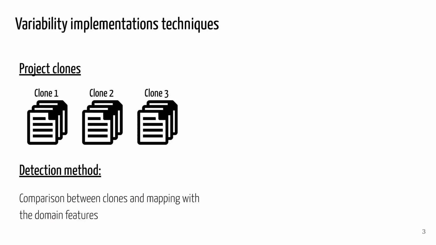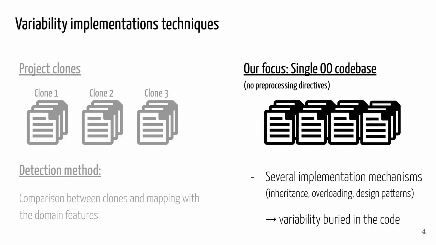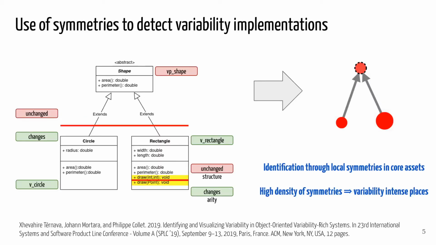However, object-oriented software systems are able to manage their variability in a single codebase, using the mechanisms provided by the language, which are therefore the same ones used to implement the code assets, so identifying them is not trivial. To reach this goal, we developed an approach relying on the notion of local symmetry to identify variability implementations in object-oriented code assets. Symmetries are present in object-oriented mechanisms, such as inheritance, method and constructor overloading, and design patterns, as they all exhibit common and variable parts.